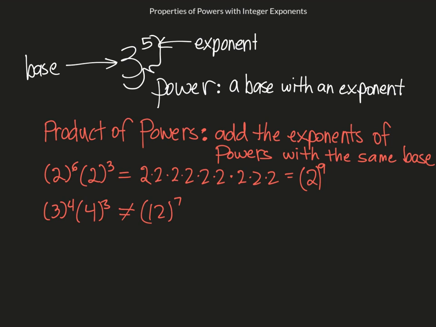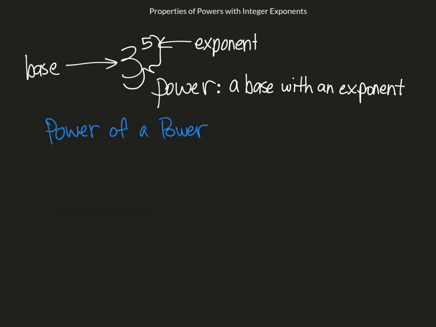So you can only add the exponents of powers with the same base. Next is power of a power, which means we take a power, how about 6 to the 3rd, and we raise it to a power, like to the 4th. So 6 to the 3rd to the 4th. 6 to the 3rd power raised to the 4th power.